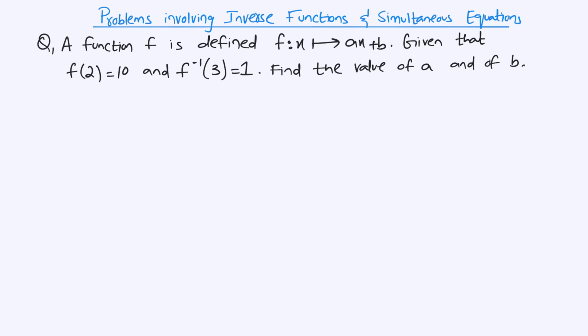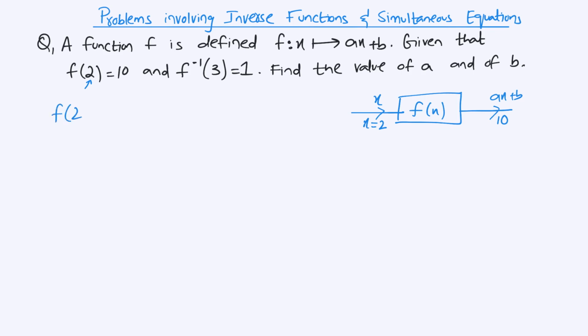Now we know that in the function f of x, you will have x as the input values and the output would be some values, right? The output would be ax plus b. So if x is 1, then it would be a plus b. If x is 2, then it would be 2a plus b. Now the question says that when the input is 2, the output is 10. So when x has a value of 2, the output must be 10.